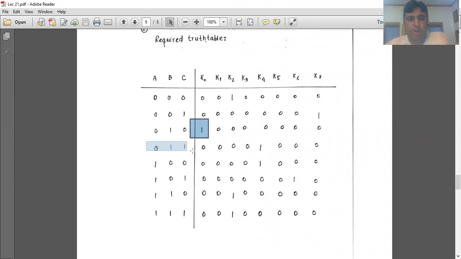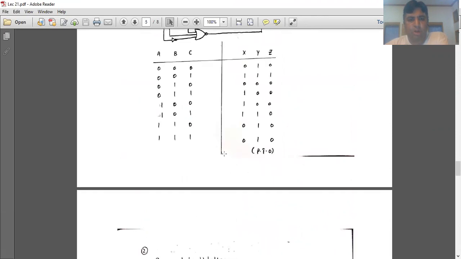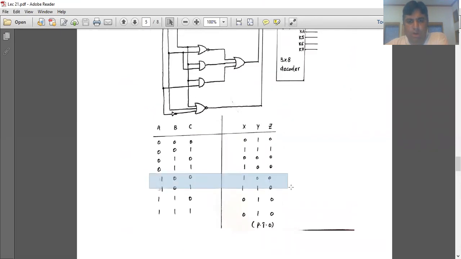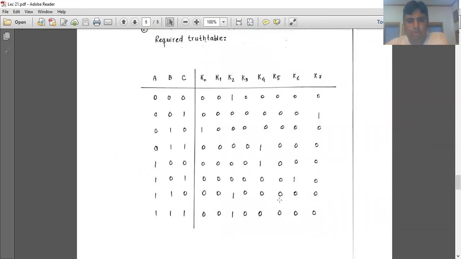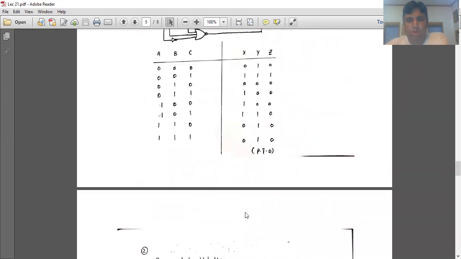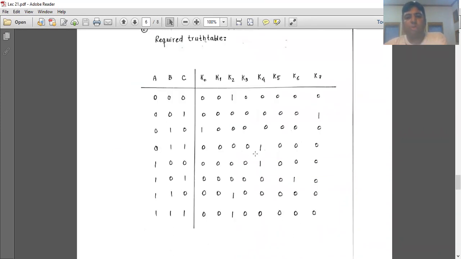Similarly, in the case 011, we have K4 equal to 1, and then again K4 is equal to 1 because we are having 4 again here. Next we have K6 equal to 1, and then we have K2 equal to 1, which we are doing from here. Okay, so this is the required truth table of this problem.